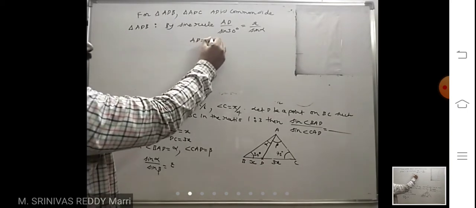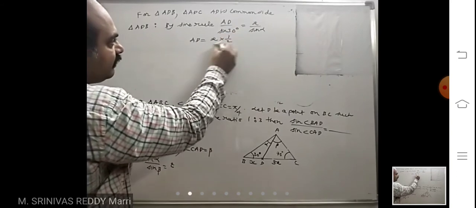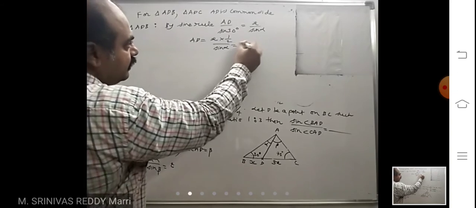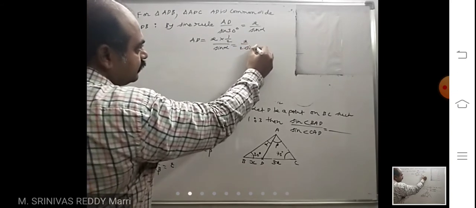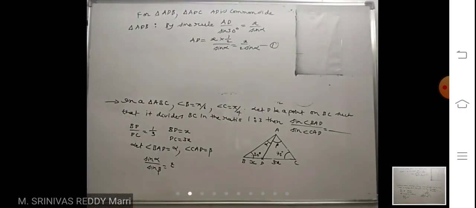AD equals x into sine 30, which is 1 by 2, divided by sine alpha. Therefore sine 30 is 1 by 2. Let us call this the first equation.